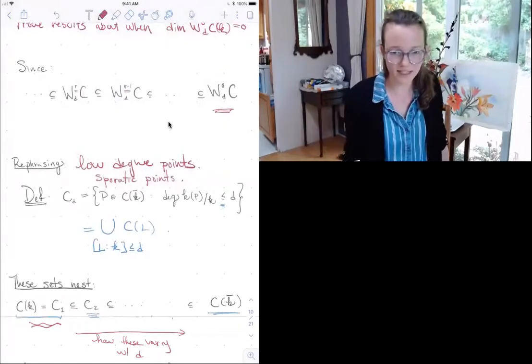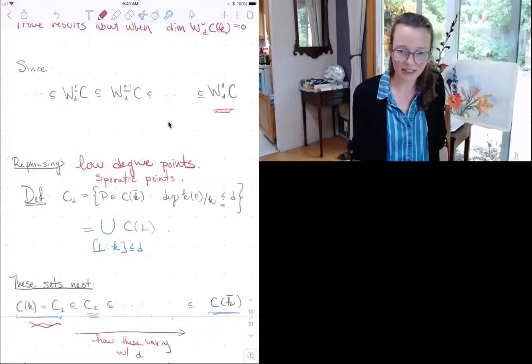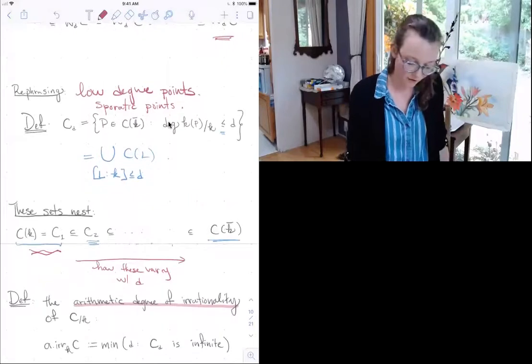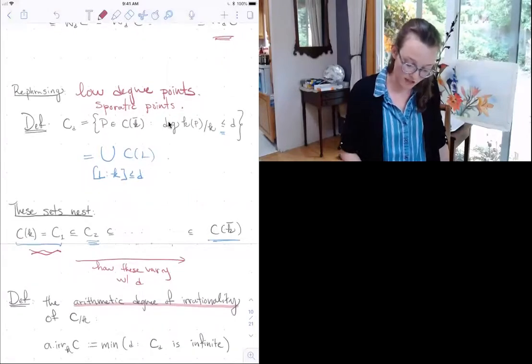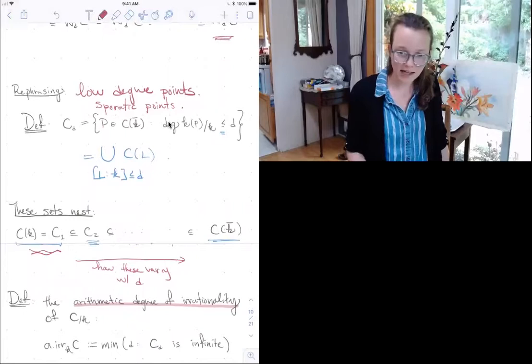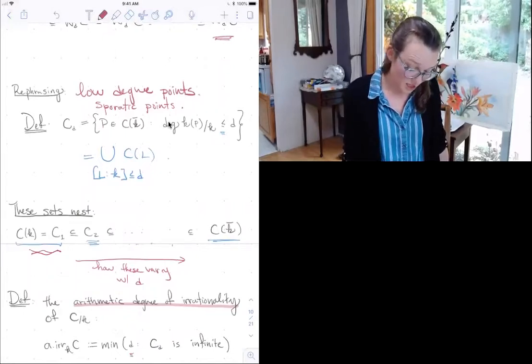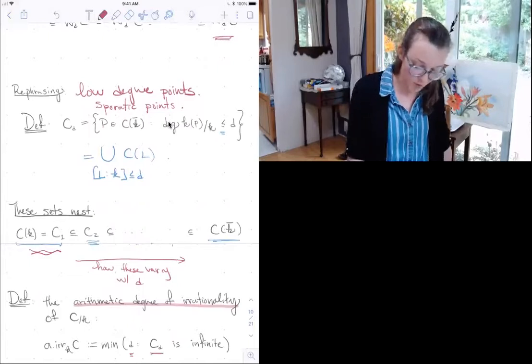And because I think this is an important invariant, I'm going to give it a name. I call this the arithmetic degree of irrationality of the curve over the number field k. And it's exactly what I said. It's the smallest of these indexes d, so that the set of degree at most d points is infinite.